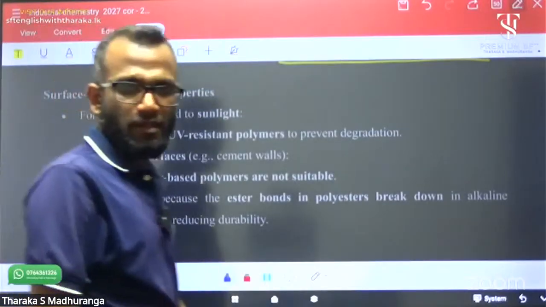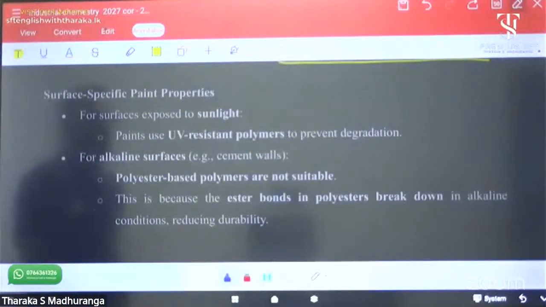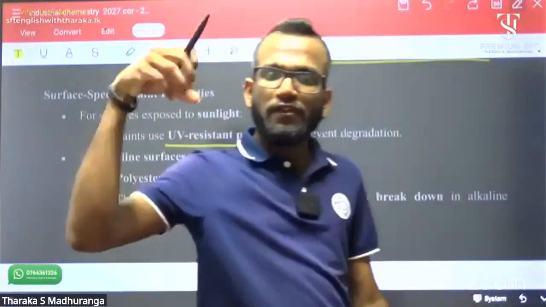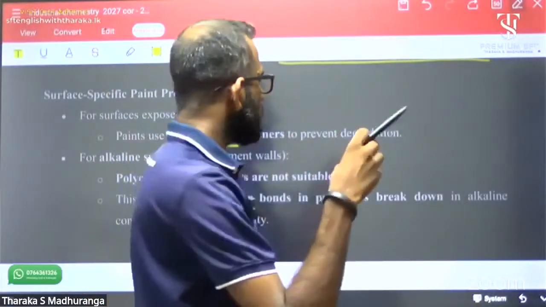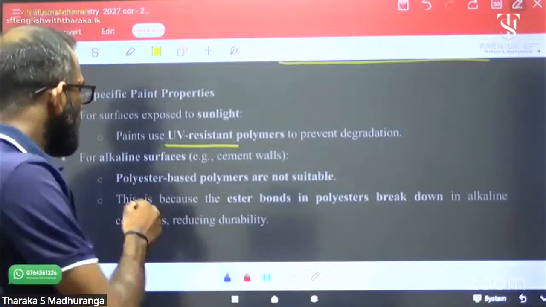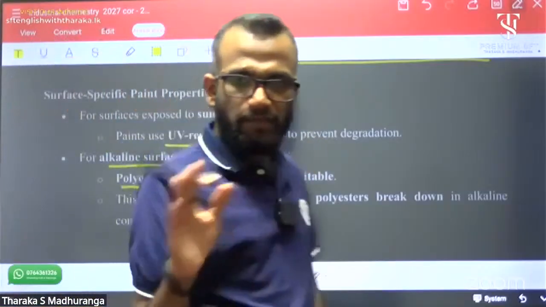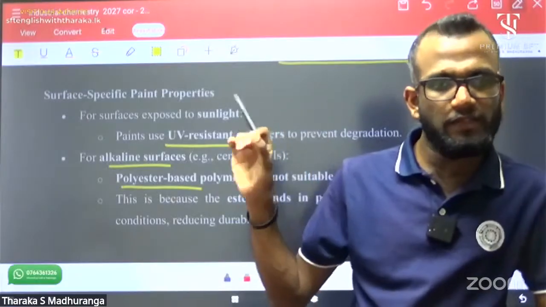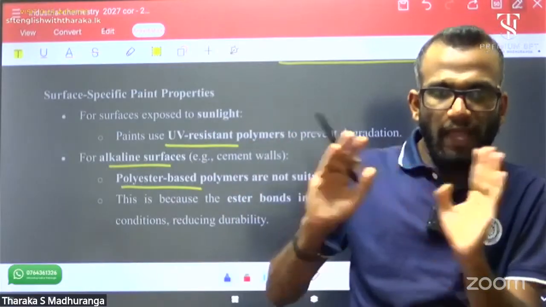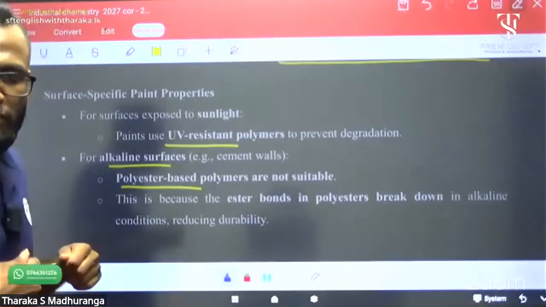Surface specific paint properties, the additional things. For surfaces exposed to sunlight, we have to use UV resistant polymers, because sunlight contains some ultraviolet rays. With these ultraviolet rays, these polymers can be damaged. If it is an alkaline surface, that means a cement wall, an alkaline surface, we have to avoid polyester based polymers. If it is sunlight exposed, we have to use UV resistant polymers. If it is an alkaline surface, polyester based polymers are not suitable. We have to use another one.